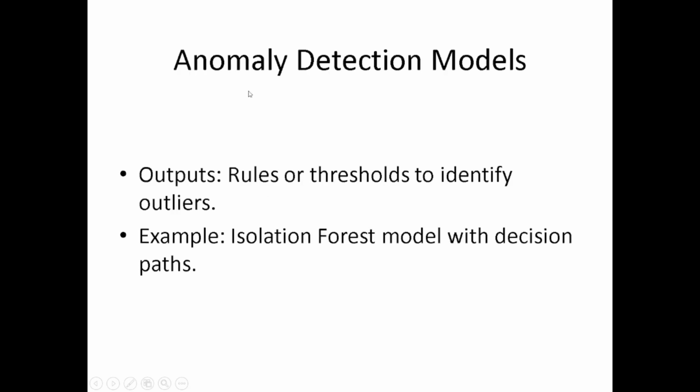Let's proceed with anomaly detection models. Anomaly detection models use thresholds or rules to flag outliers. For example, an isolation forest model identifies anomalies based on unique decision paths. Such models are critical in fields like finance and healthcare, where identifying outliers can prevent fraud or signal potential issues. As I said, these models are used for cybersecurity.